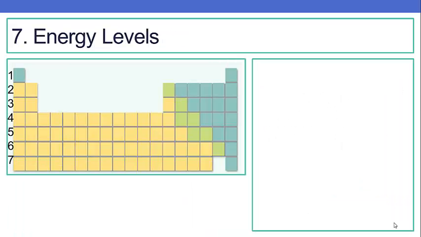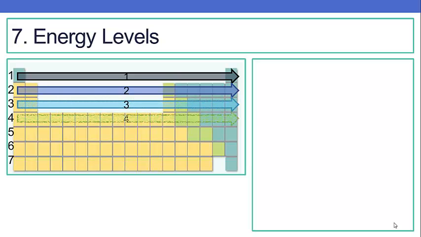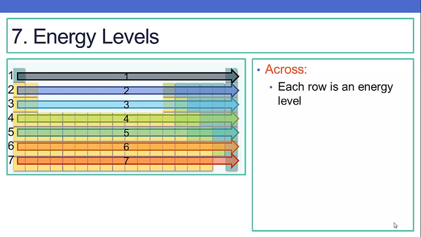Energy levels. So the energy levels roughly correspond to the rows or the periods. So we have row 1 is energy level 1, 2, 3, 4, 5, 6, 7, and so on and so forth. So as we go across, each row is an energy level, which means that the energy level is constant. So anything in row 2 is going to have the same number of energy levels.